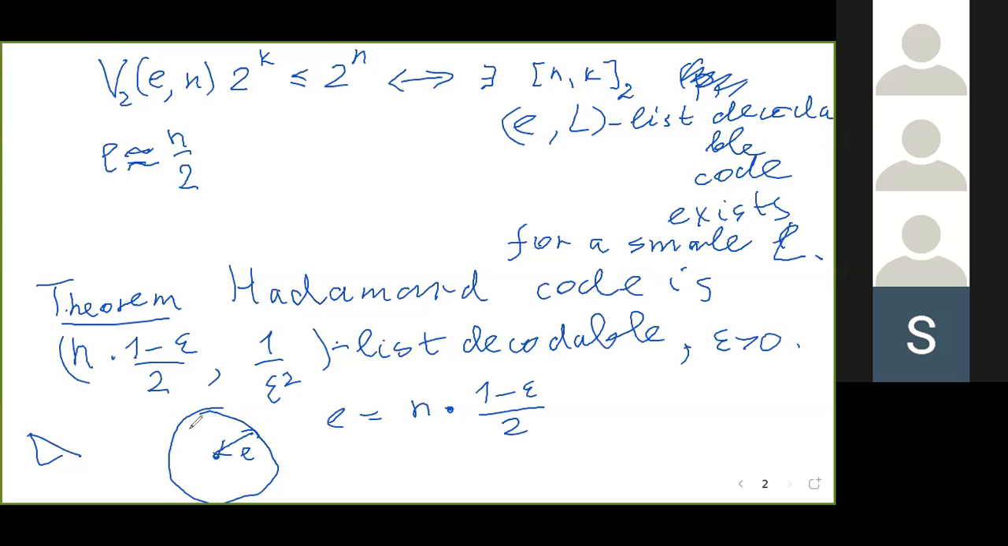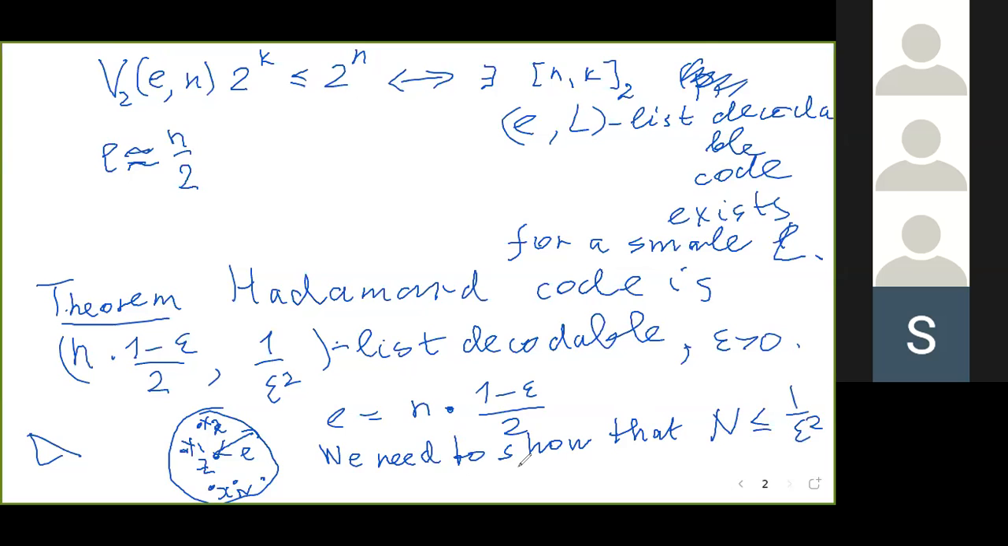We need to show that the number of codewords in that ball is at most 1 over epsilon squared. So call the center of the ball Z, and the codewords in that ball x1, x2, say xn. So we need to show that n is at most 1 over epsilon squared. And why is this?